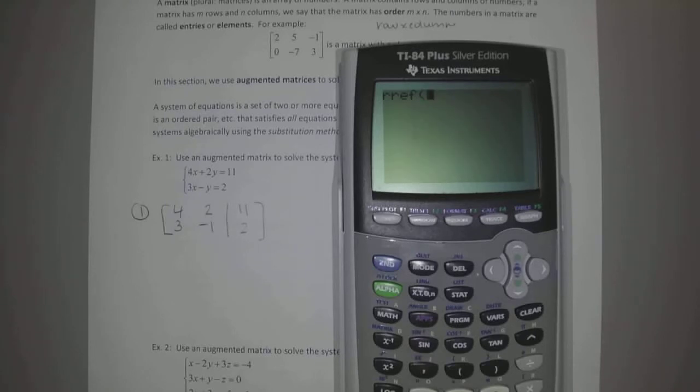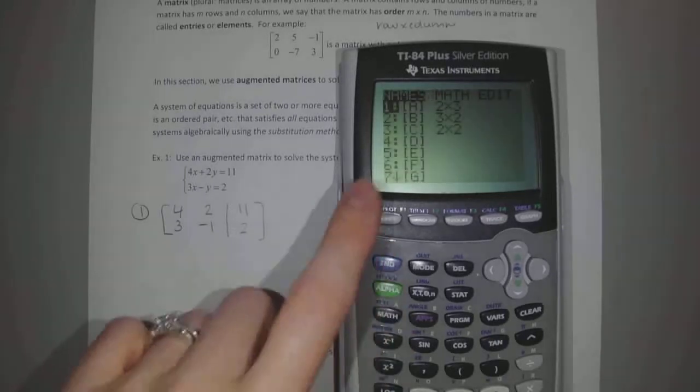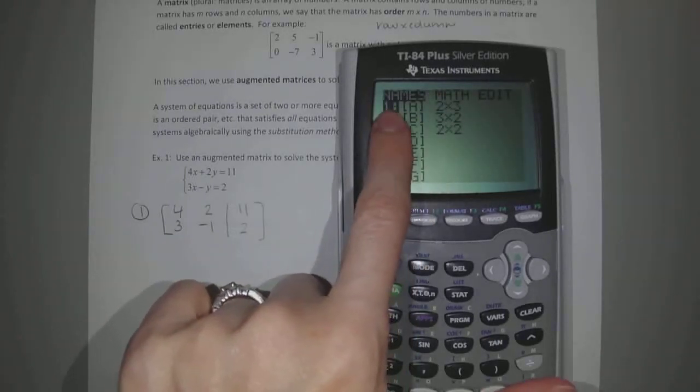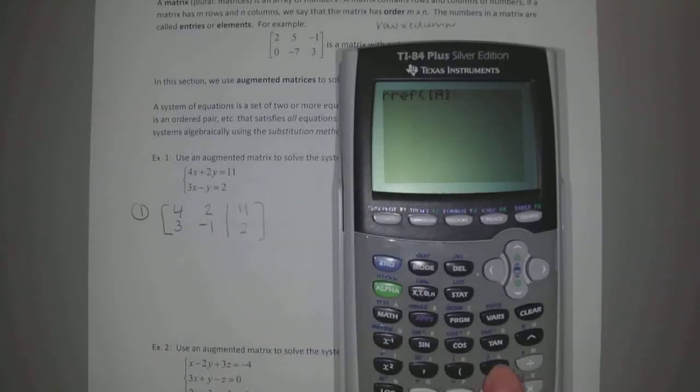It will pop up on your screen and it'll be waiting for you. Like, what matrix do you want me to row reduce? Well, what matrix did you type yours in? Did you just do A like I did? Okay, so you just go back to your matrix option. See how A is the first one chosen?